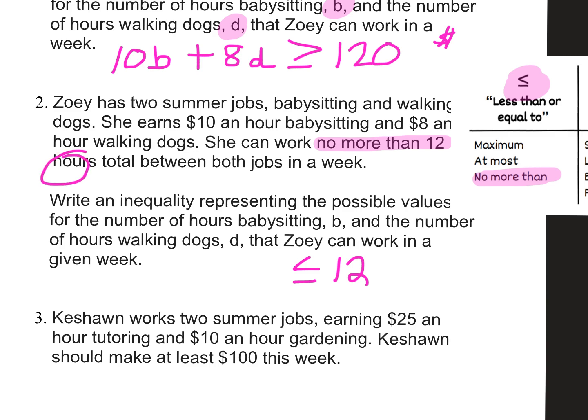Now those 12 involves hours. So because it's hours, that means I will not include my dollar amounts because this constraint involved no money. So I'm simply going to use B for her hours of babysitting plus D for hours of walking dogs, and I know that the final inequality needs to be B plus D is less than or equal to 12.